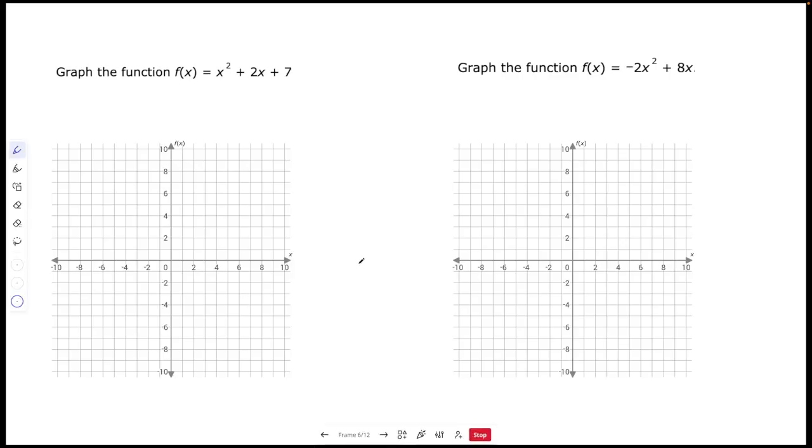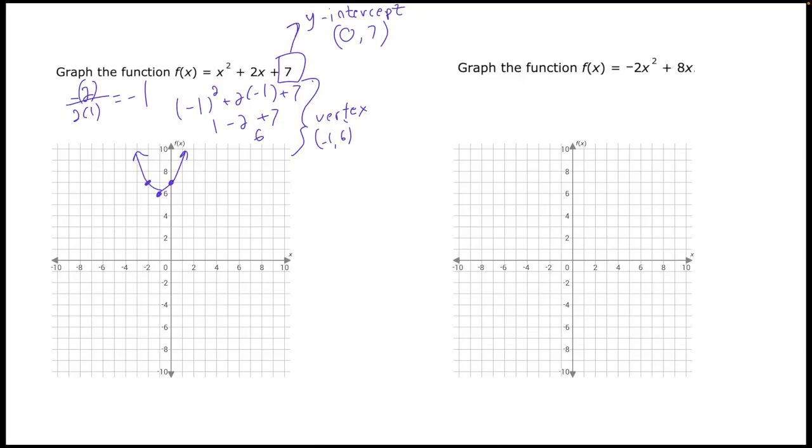Okay, now that you've had time to work these problems, let's check your solutions. For the first problem, you should have gotten a vertex of negative 1, 6. The y-intercept is 0, 7. And then you just plot its symmetrical point, and here is your graph.